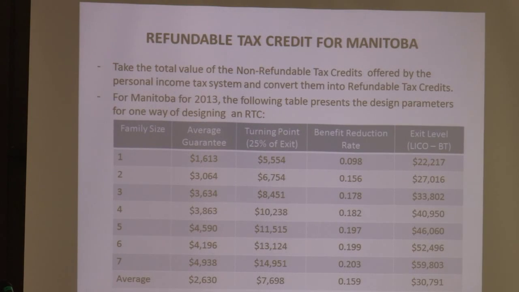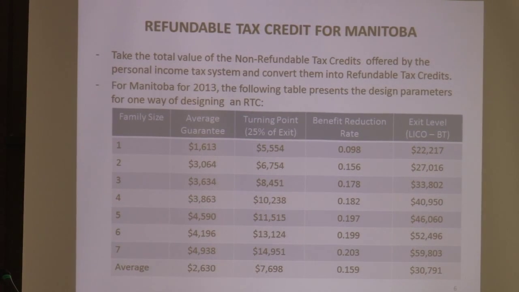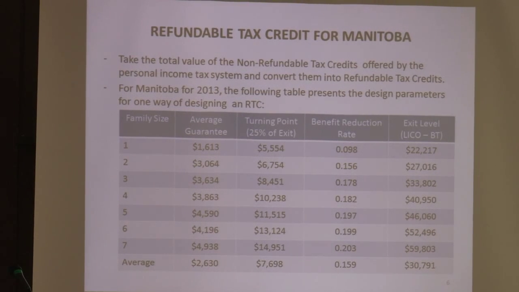So now for some examples. This is a proposal that I wish I could remember his last name, an economist from Queen's, Rob somebody, put forth a couple of years ago. He appeared before a Senate committee on income inequality, I think. He said, why not take the non-refundable tax credits that are currently offered by the personal tax system and convert them into refundable tax credits? Non-refundable tax credits are only used to reduce your tax payable. Well, if you have no tax payable, you don't get the advantage of that. So his suggestion was to convert them into refundable tax credits.